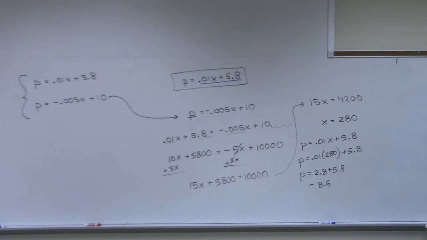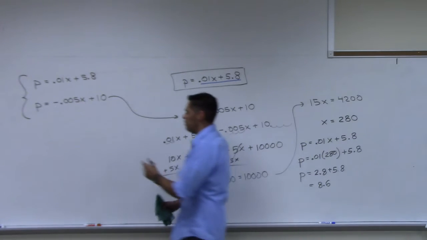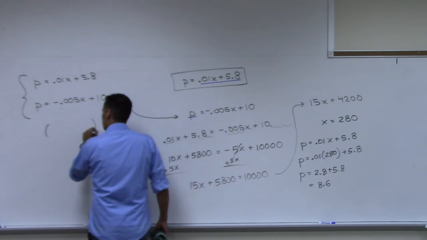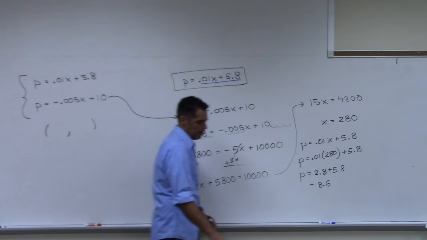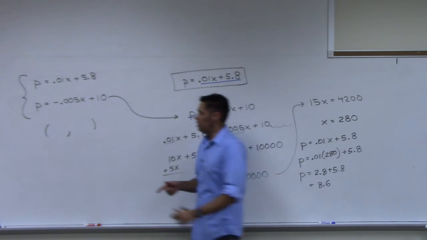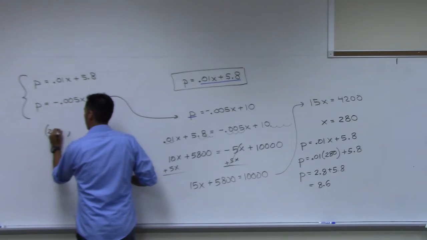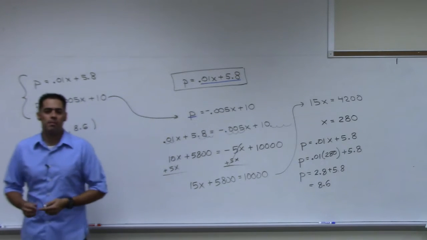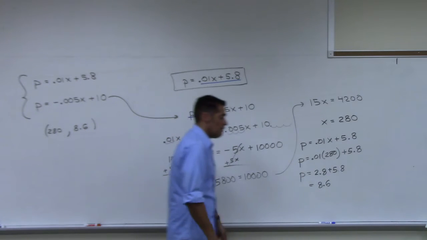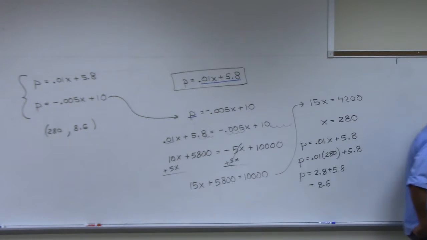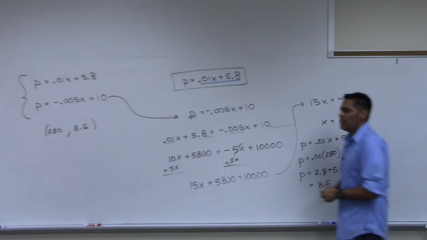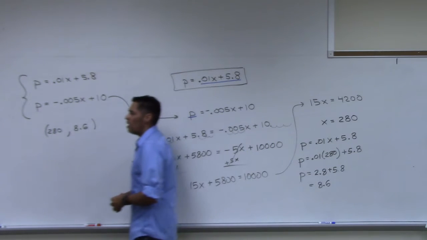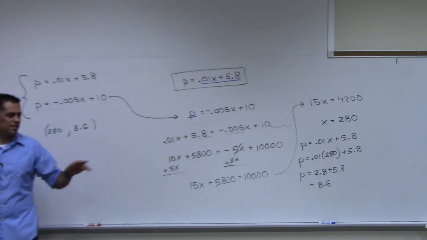All right, can you write this as an ordered pair? I want you to be very careful right now. What's your ordered pair going to be? 280, good. And then 8.6. Now, can anybody interpret that answer? When the cost is $8.60, the demand is both $280. That's right, perfect.